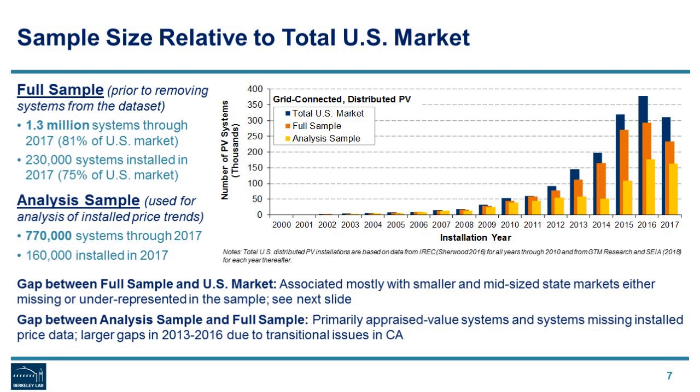We then winnow that sample down by removing the integrated TPO systems and systems with missing installed price data and a few other categories. And that residual sample is what we then call our analysis sample, and that corresponds to the yellow bars in the figure and consists of roughly 770,000 projects installed through the end of last year. And so that's what we're primarily focusing on in our analysis, at least in the portions of our analysis where we're looking at installed pricing trends.